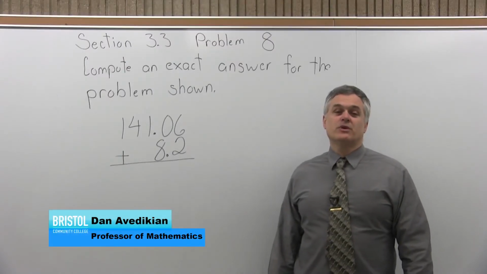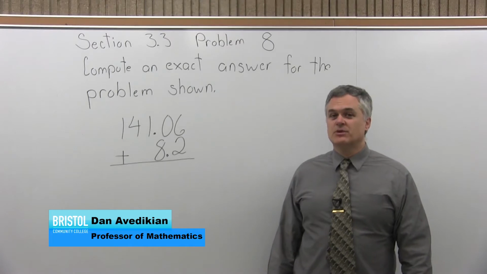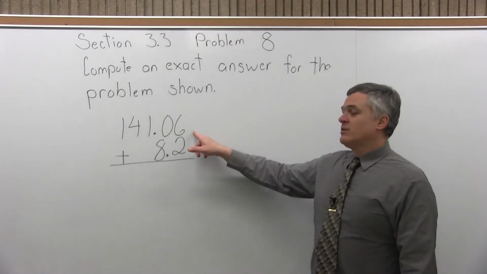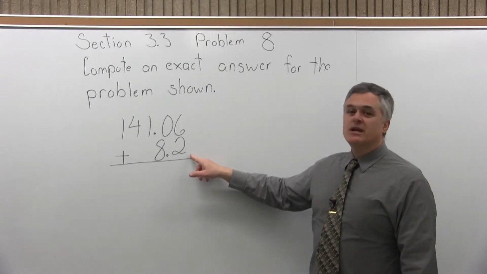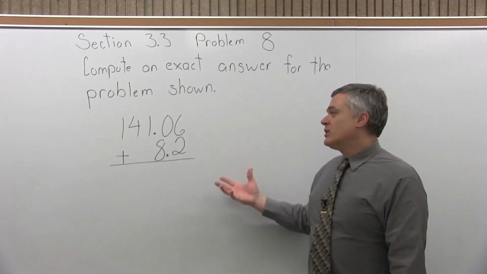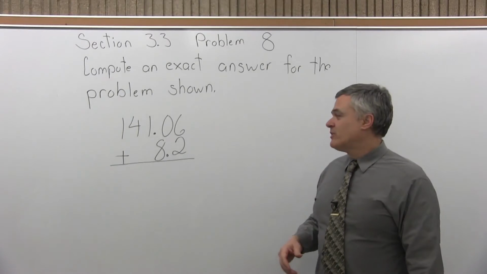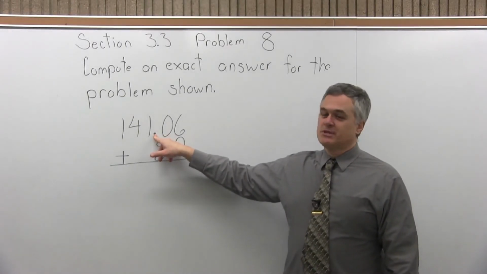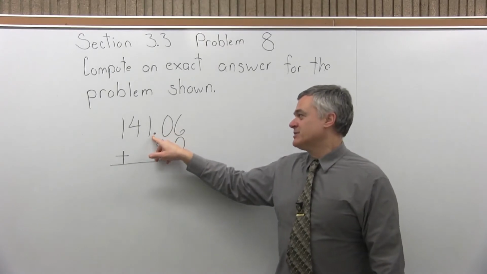This is Section 3.3, Problem 8. It says compute an exact answer for the problem shown. And we have 141.06 plus 8.2. Now the way it's written, we're really not ready to add the numbers yet because the decimals don't line up. It's critically important that you line up the decimals.